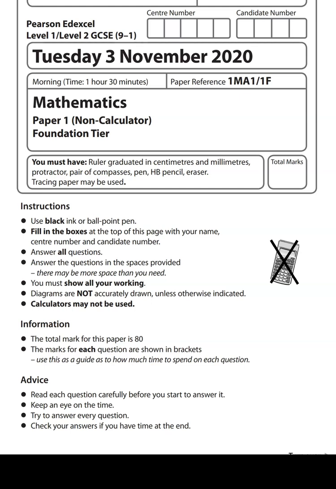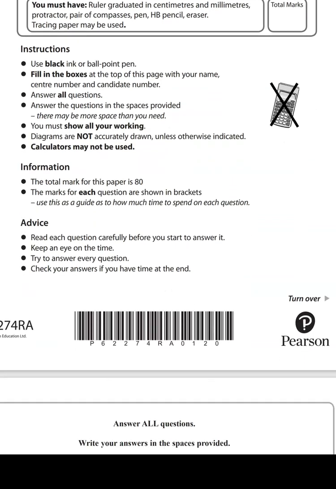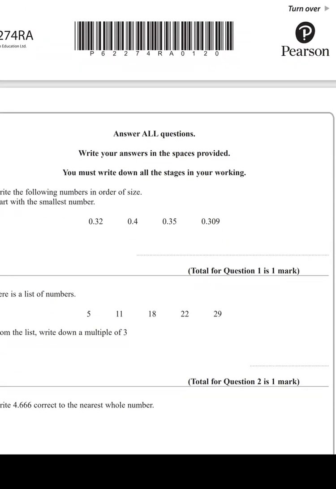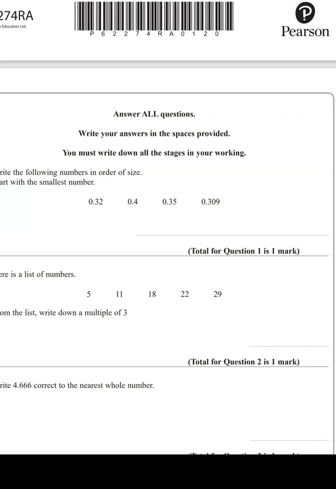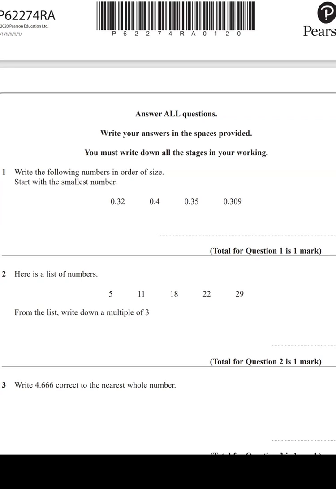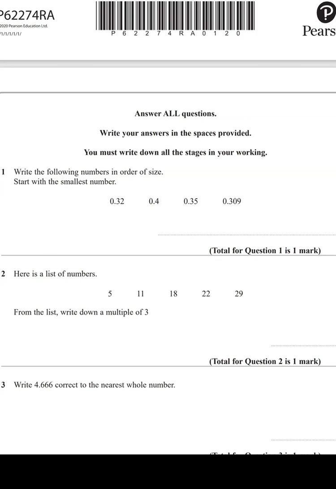Okay, so this is the November 2020 Foundation Paper 1. Remember to mark it with your different colour pens. And here we go. Right, so to start with, let's see if we can get the whole screen on there. Superb. Write the following numbers in order of size.